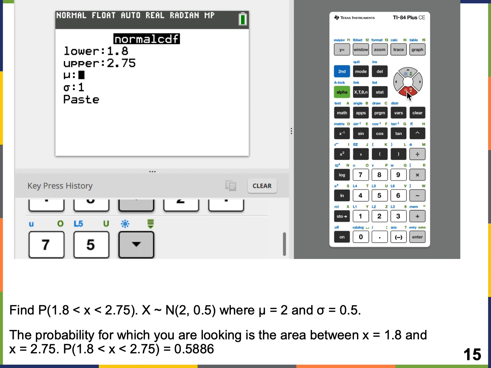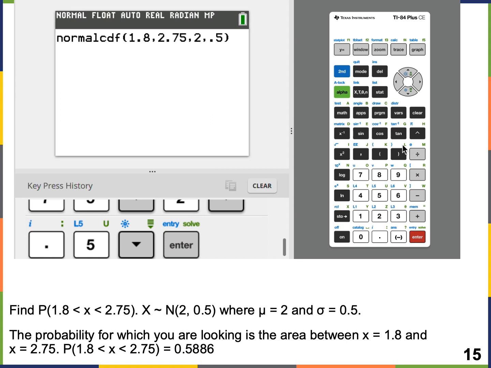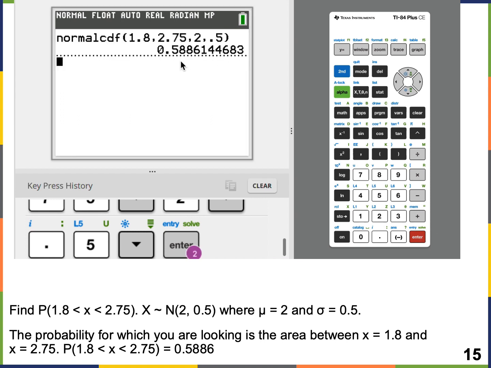My mu, or my mean, in this situation is 2, and my standard deviation is 0.5. So that's how we do it. You hit enter and paste, and that's it. The area between 1.8 and 2.75 is 0.5886, or you can say about 59% is in there.